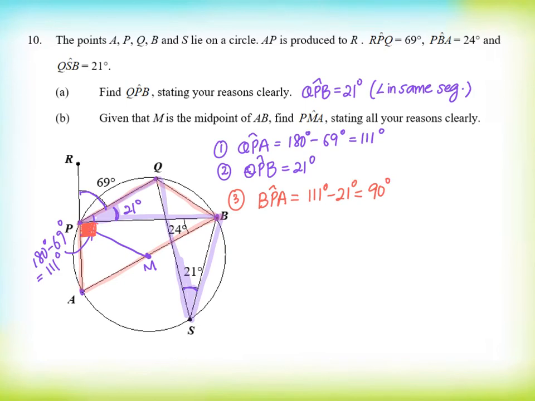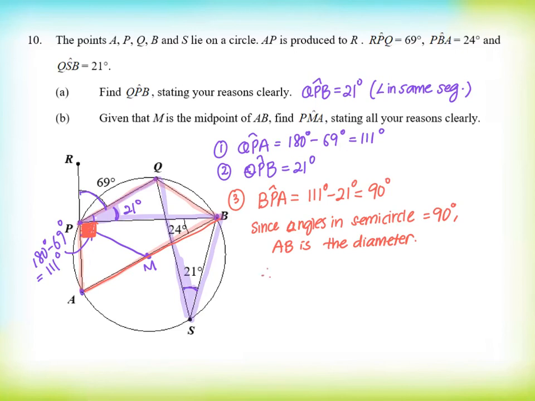Now, since this is 90 degrees, angles in semicircle are 90 degrees. What can I say about AB? AB will be the diameter. Since M is the midpoint, therefore, M is the center of the circle.